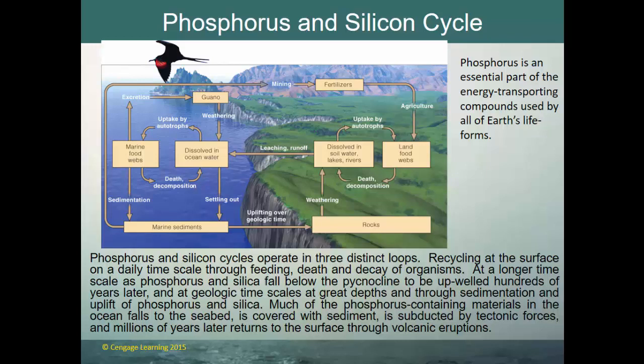Much of the phosphorus-containing material in the ocean does in fact fall to the seabed and is covered with sediment, subducted by tectonic forces, and really millions, tens, hundreds of millions of years later returns to the surface through volcanic eruptions.